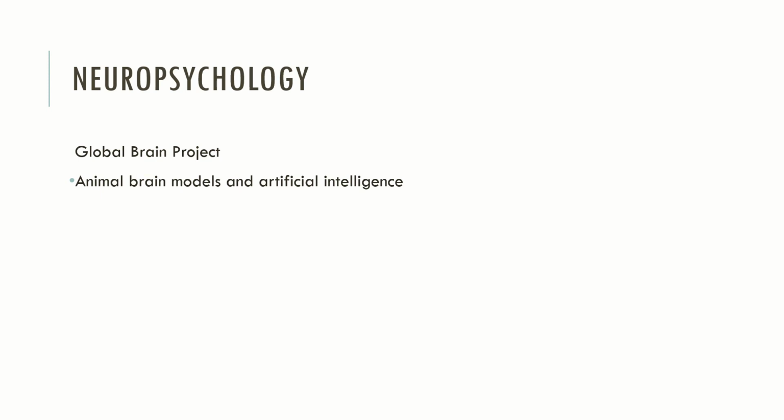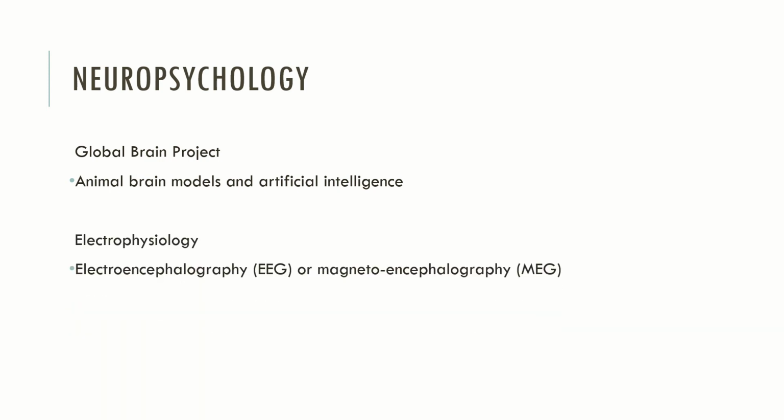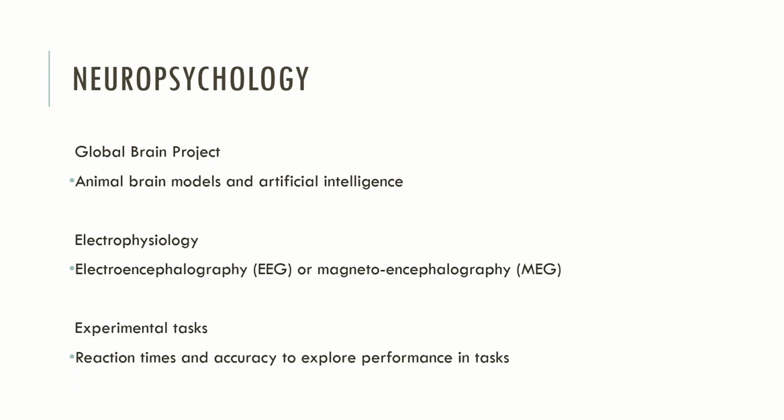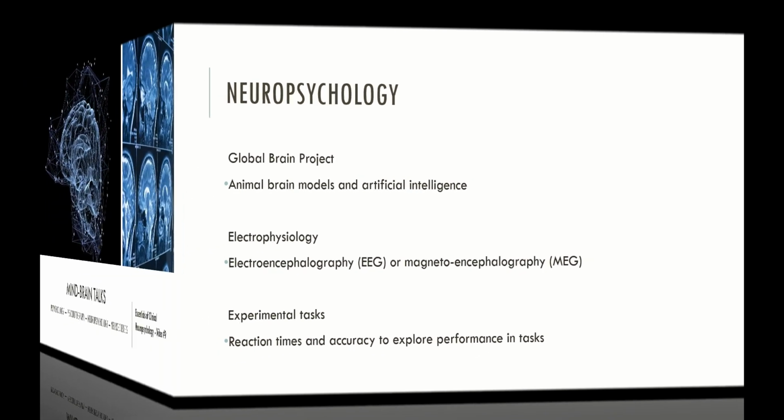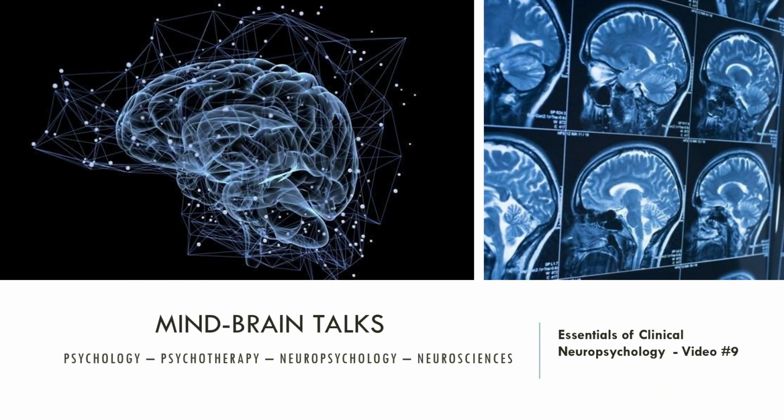Another kind of assessment that neuropsychologists use is electrophysiology, such as electroencephalography or magnetoencephalography. And another way that clinical neuropsychologists may also explore how brain and behavior relationships may be impaired is using experimental tasks where the outcomes are reaction times and accuracy to explore performance in those tasks.